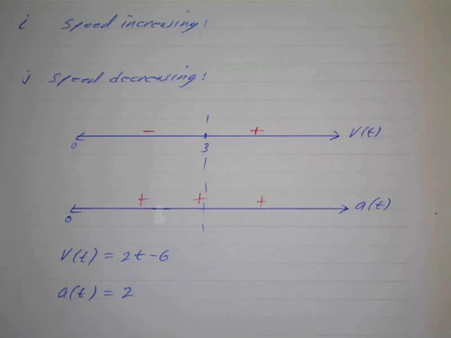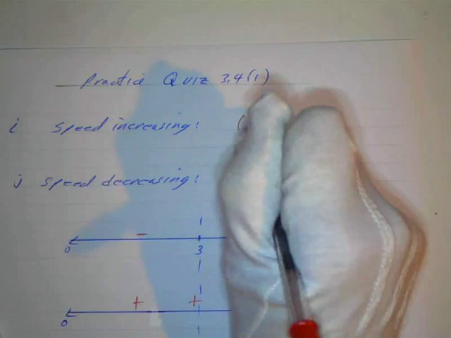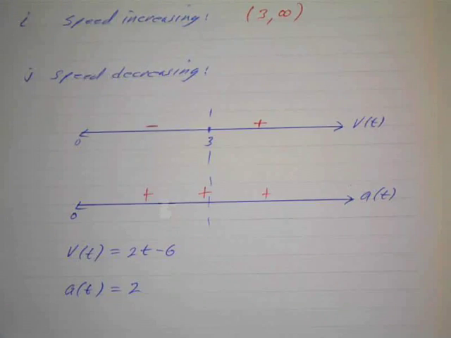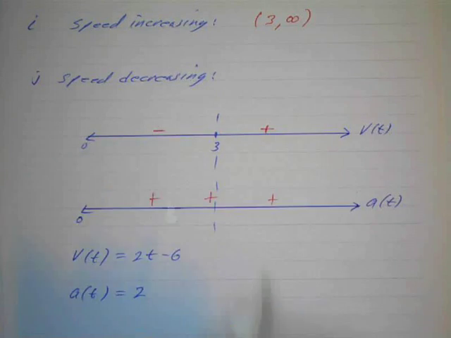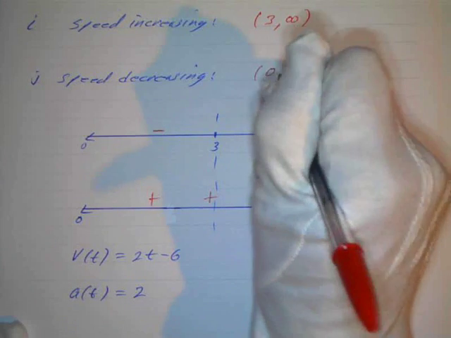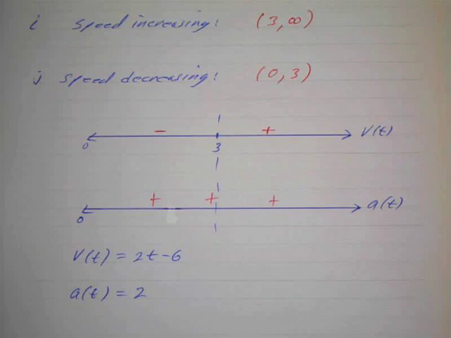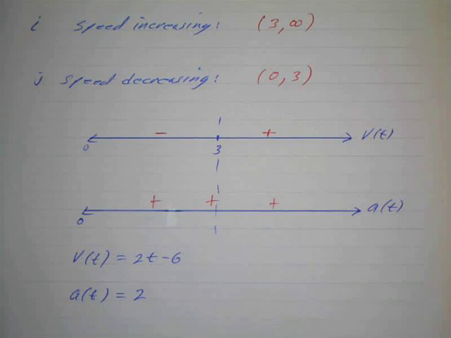greater than 3 to infinity. So the speed is increasing from 3 to infinity. And the speed is decreasing when they have opposite signs, and it's decreasing from 0 to 3. So that wasn't too bad. 3. And that's when they have opposite signs. This is when they have the same sign. So this is it. So those were the added two questions.